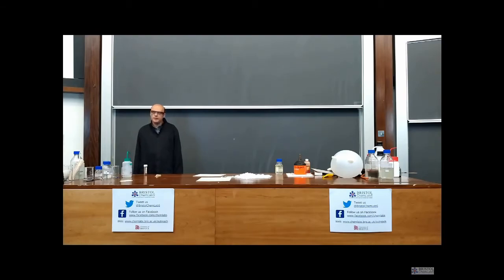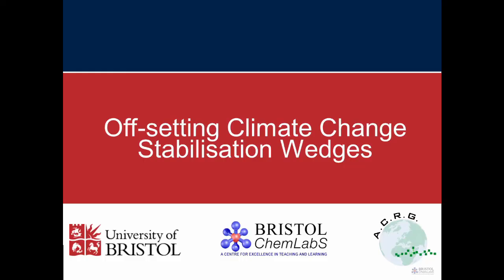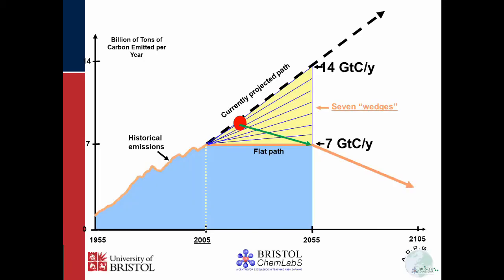Now, we don't want you to go away from this talk feeling doom and gloom. Is there anything we can do? Well, yes, there is. And the idea here is around these things called stabilisation wedges. If we think of the amount of carbon that we're releasing into the atmosphere, certainly in 2005 it was 7 billion tonnes and it's gone up since then. We imagine what will happen in 50 years. By 2055 we're expecting it to have doubled, and we'll end up with 14 billion tonnes of carbon being released into our atmosphere. Well, if we do that, the level of CO2 will be very high.